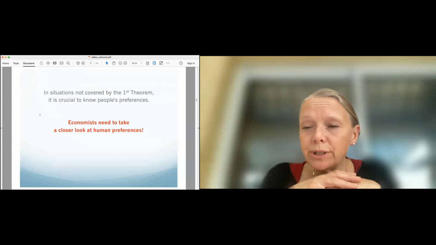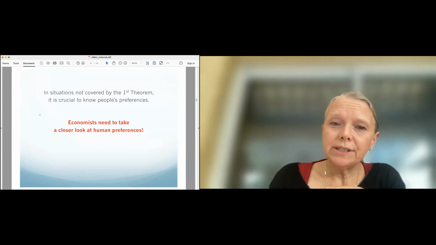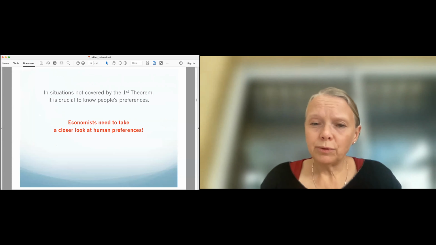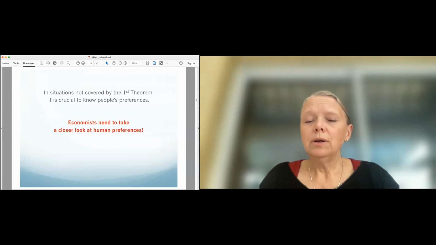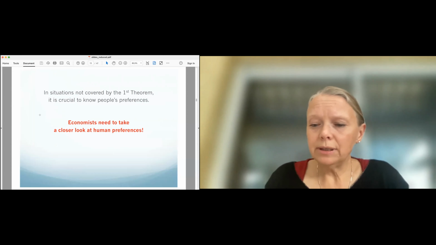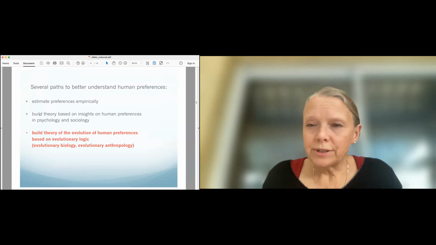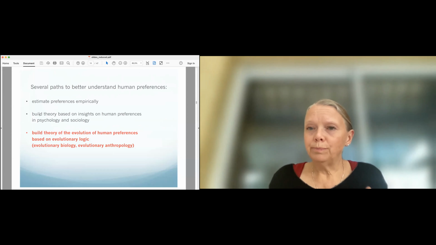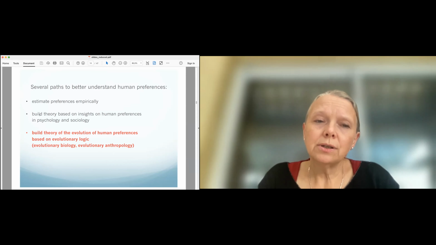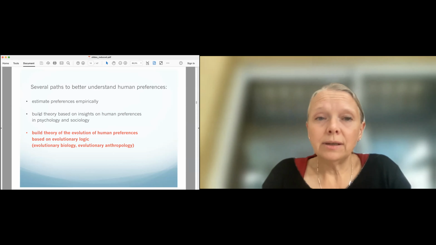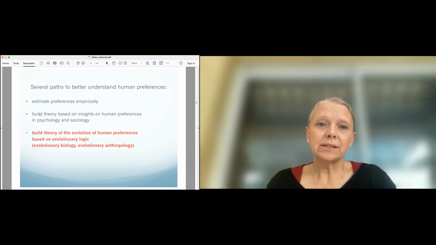So economists need to take a closer look at human preferences. And this is not new. As you know, for about 30 years economists have done this essentially in the field called behavioral economics. And so there are several different paths, right, to better understanding human preferences. One is to estimate preferences empirically, and this is what is done in experimental economics.